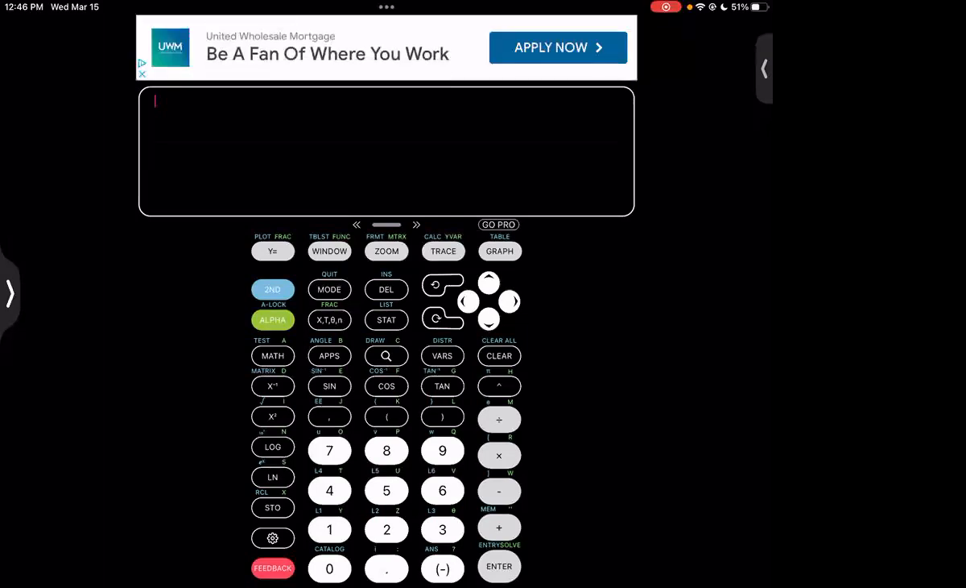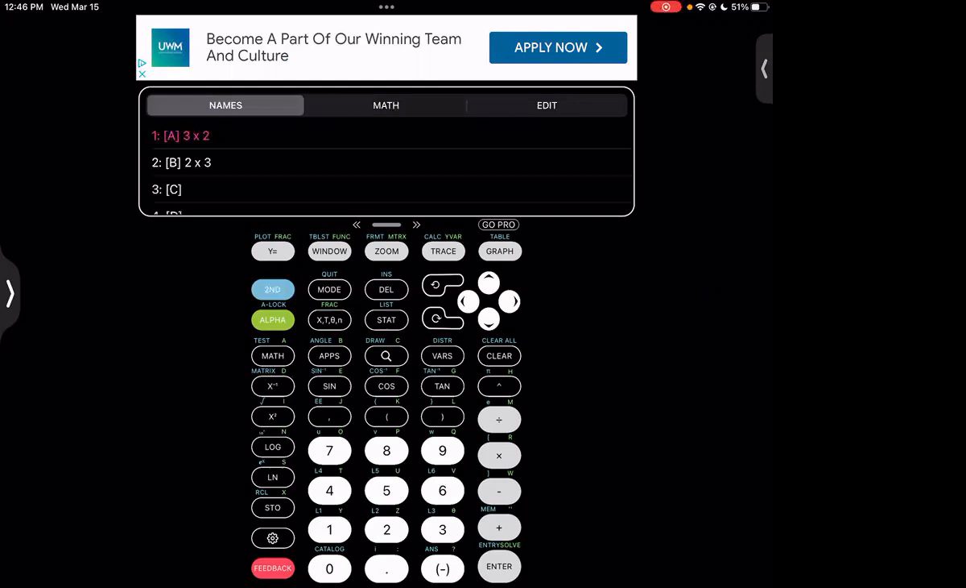First, you need to input your matrix. In order to do that, press second and X inverse. See that little blue word that says matrix? I mean, you have to press second first and then X inverse. You see names, math, edit. Go over to edit, press enter.